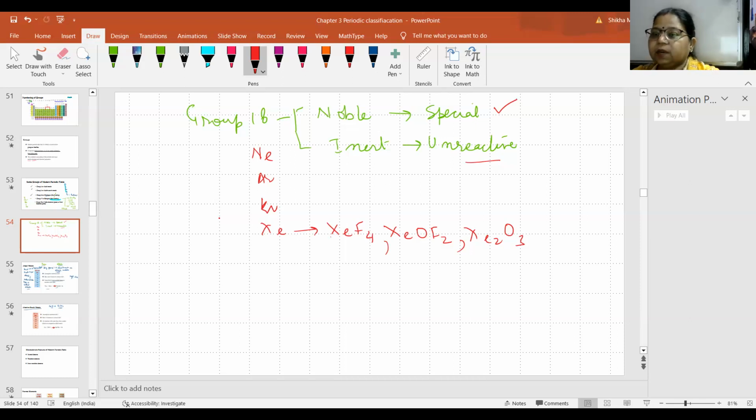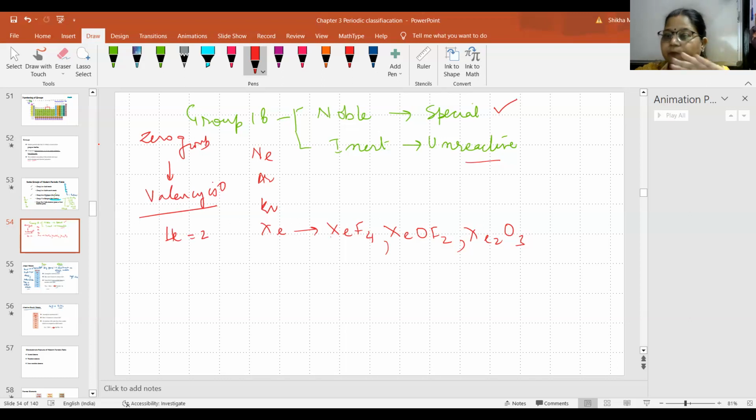So again, repeating myself, group 18 elements, noble gases, have another name: zero group. Why zero group? Their valency is zero. Valency is zero means helium has 2 electrons, a completely filled outermost shell, and the rest of them, neon, argon, krypton, xenon, all have 8 electrons in their valence shell. So the shell is complete, or shut, and they do not react further. That means they have zero valency, and hence it is known as zero group also.